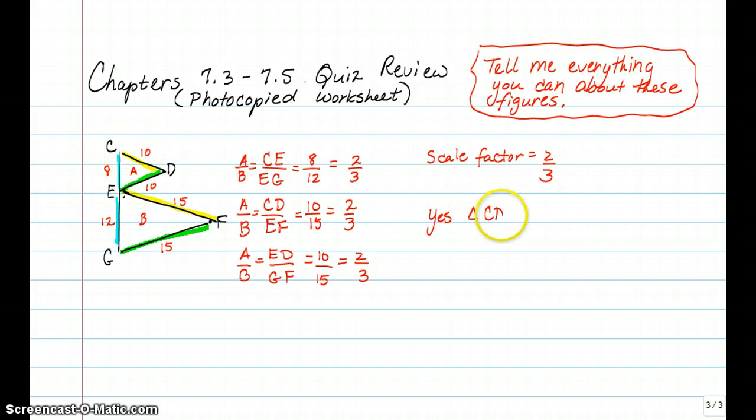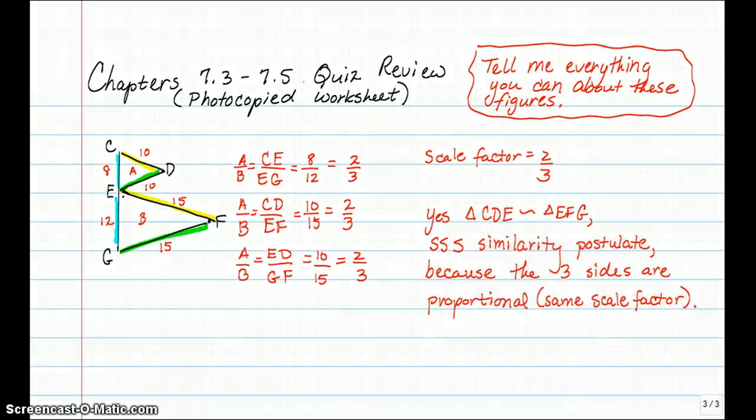CDE, matching up corresponding parts, is similar to triangle EFG, and we know that because the corresponding parts are proportional, meaning they have the same scale factor. So side, side, side similarity postulate. So again, side, side, side similarity postulate is why they are similar, because the 3 sides are proportional, meaning they have the same scale factor.